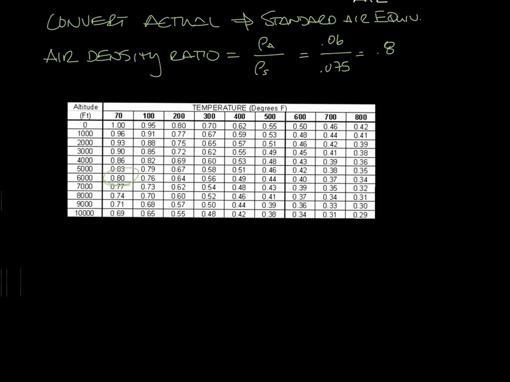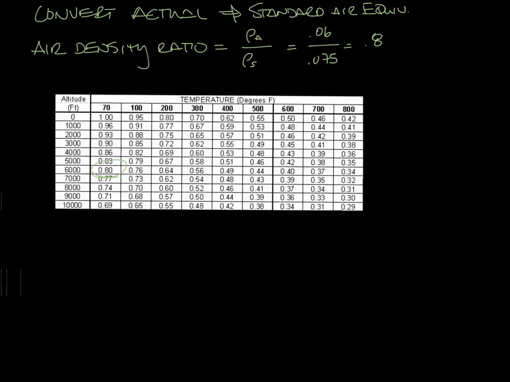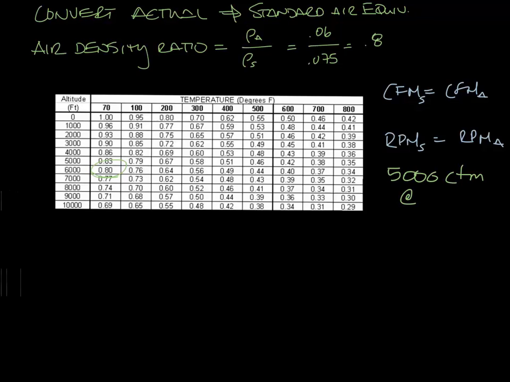Okay, so I make a little more room again. Now a CFM is a CFM, and an RPM is an RPM regardless of your altitude. So let's put this here. CFM standard air and CFM actual are equal, and RPM standard air and RPM actual are equal. So let's say we want to pick a fan that is 5,000 CFM at 2 inches. And now we have our air density ratio of 0.8 up here, which we're going to call Denver.